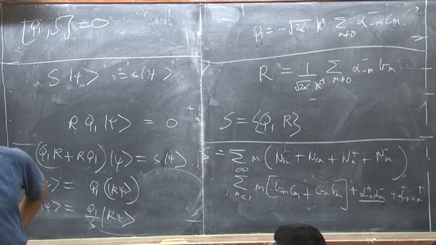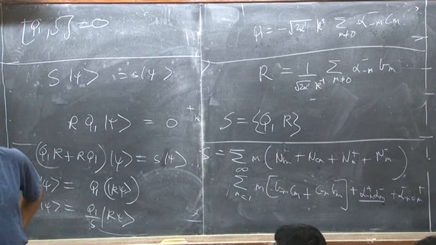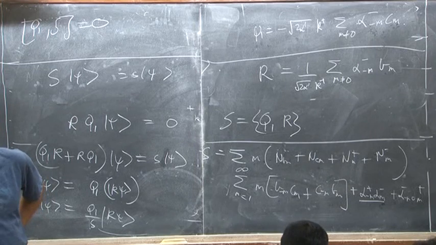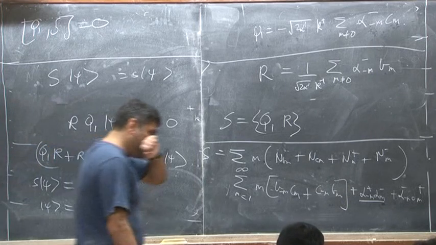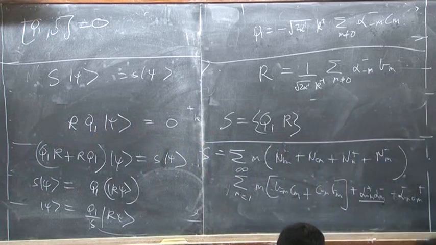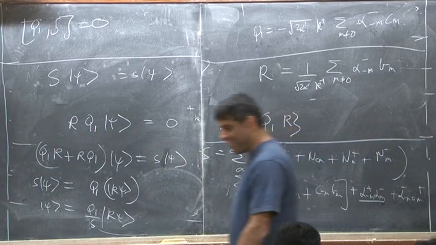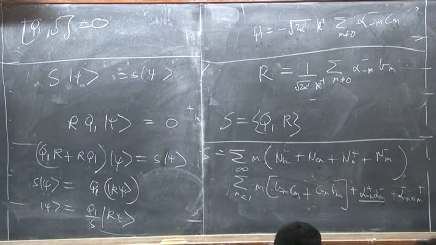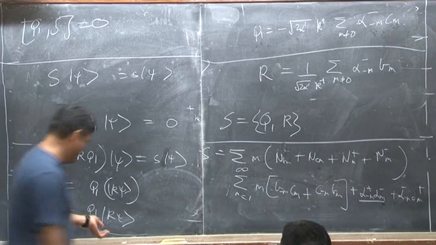Now, part 2 is to show that the cohomology of Q is the same as the cohomology of Q1. Now we have an option of doing this today or next class. You guys can get to choose. Next class.